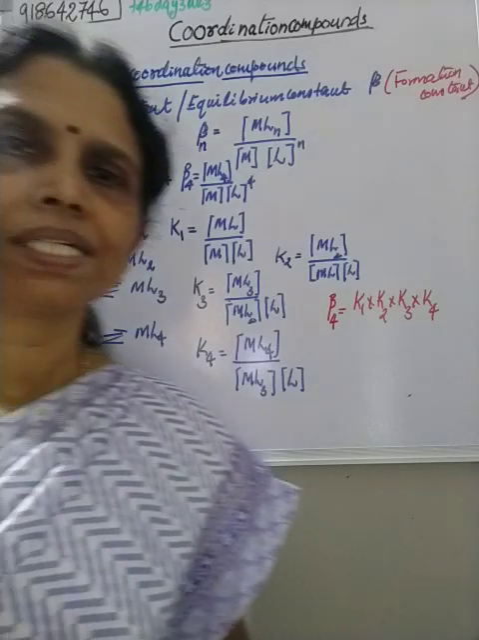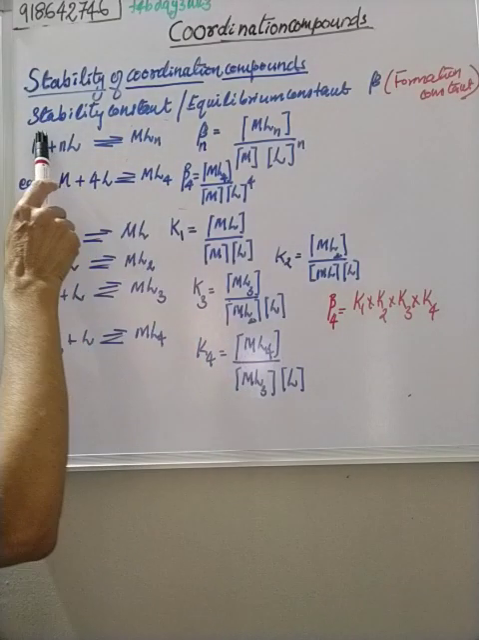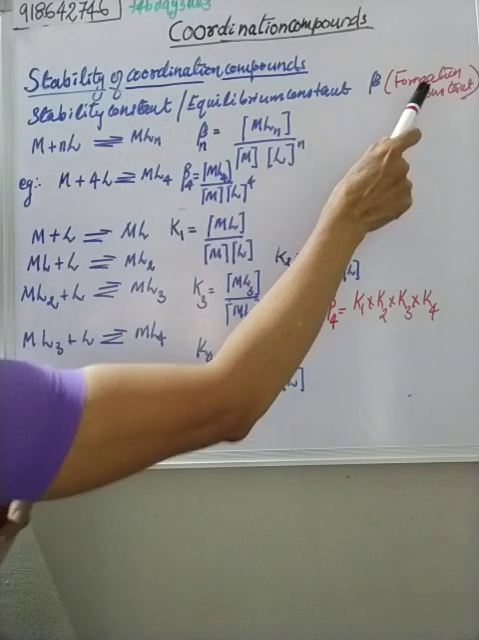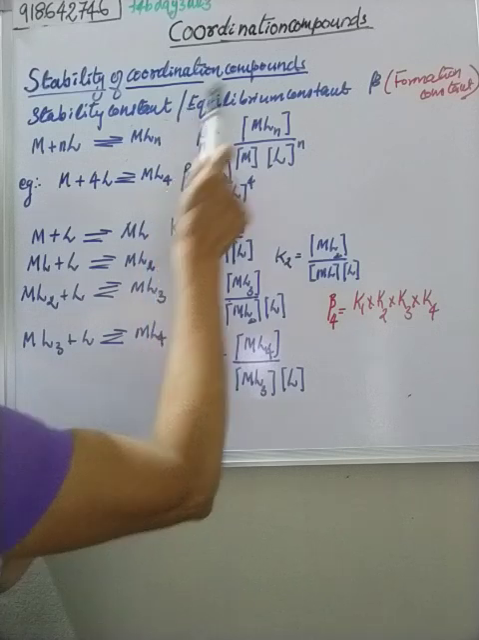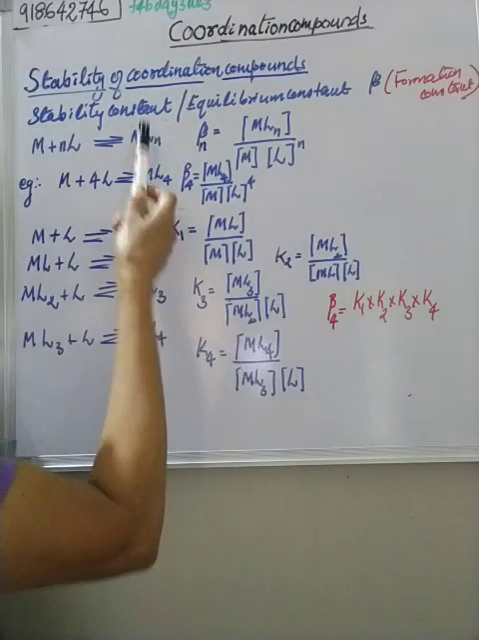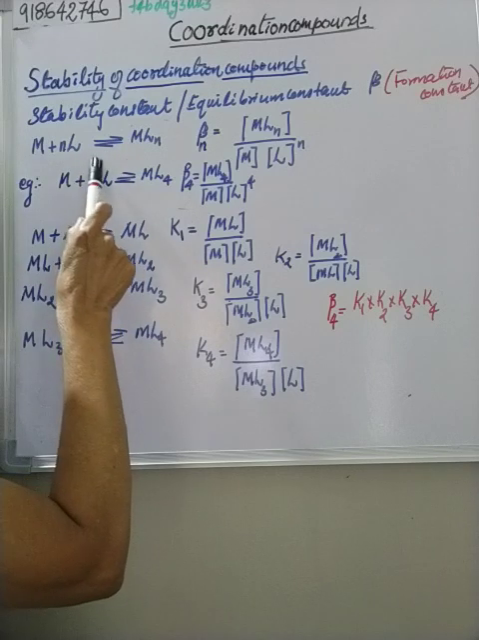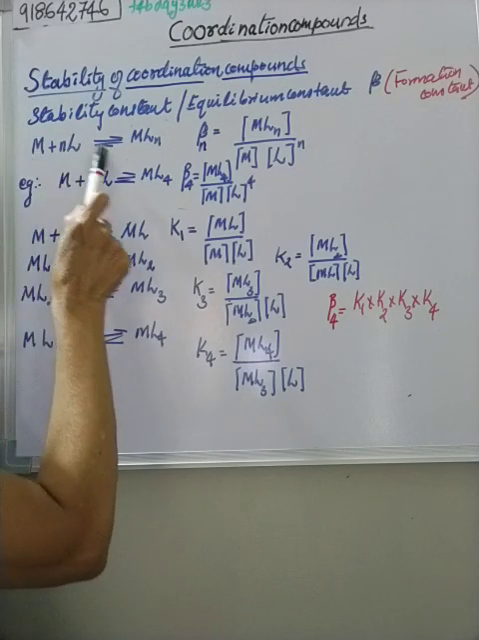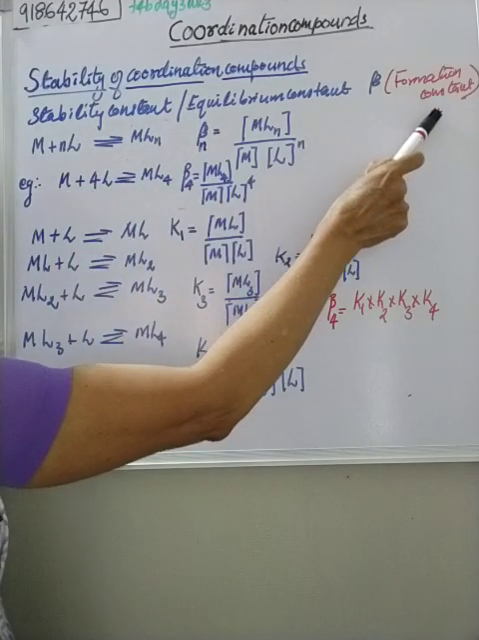The next topic is stability of coordination compounds. Now, stability of coordination compounds can be expressed in terms of stability constant or formation constant. And the stability constant or formation constant is the equilibrium constant for the formation of the complex from the metal and the ligand. That is, if we write the equilibrium representing the formation of the complex from the metal and the ligand, the equilibrium constant of that equilibrium is called formation constant.